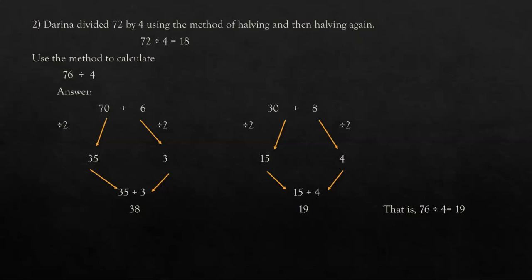So 38 is split as 30 plus 8. Then the 4 is again split into 2 equal halves, divided by 2 in the right part as well as in the left part.